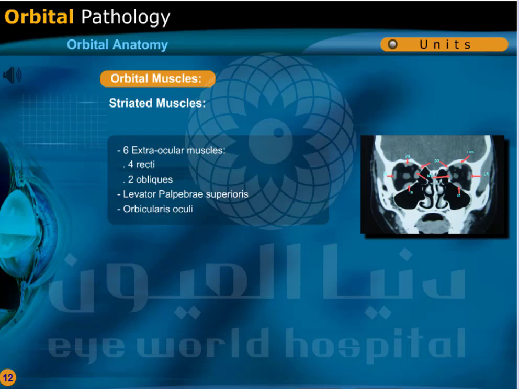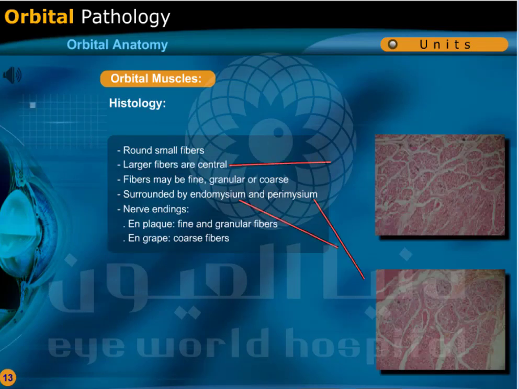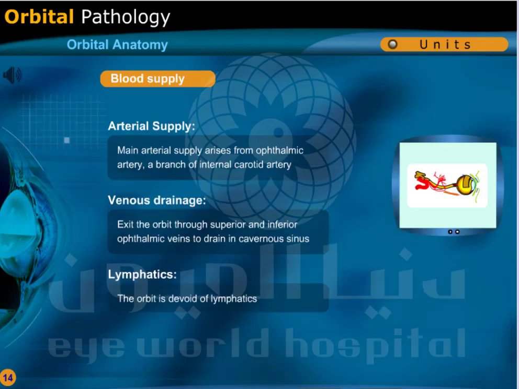Orbital muscles. Striated muscles, 6 extraocular muscles, 4 recti and 2 obliques, levator palpebrae superioris and orbicularis oculi. Histology of orbital muscles. They are formed of round small fibers. Larger fibers are central. Fibers may be fine, granular, or coarse, surrounded by endomysium and perimysium. Nerve endings. En plaque, fine and granular fibers. En grappe, coarse fibers.